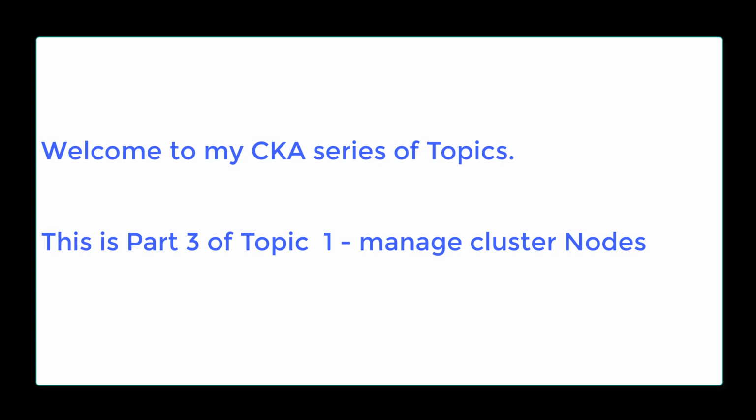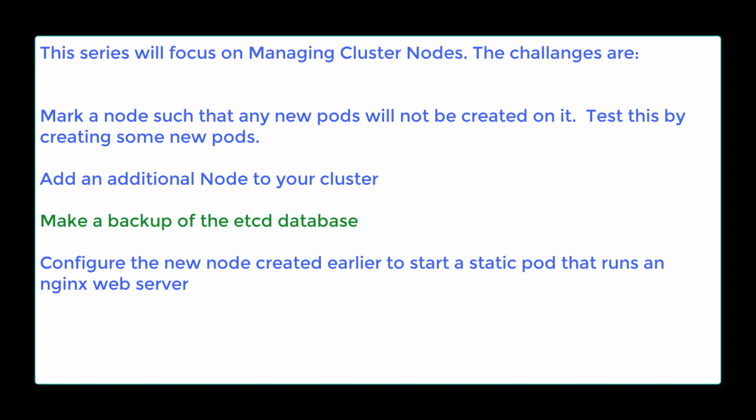This is part 3 of Topic 1, Manage Cluster Nodes. This series will focus on managing cluster nodes. Part 1 was we marked a node in such a way that any new pods do not get created on it. Part 2 was add an additional node. Part 3 is to make a backup. And then part 4, configure a new node to start a static pod.